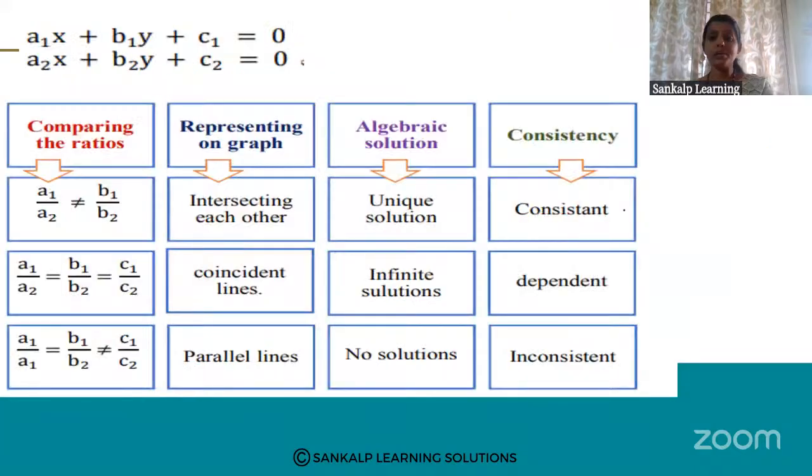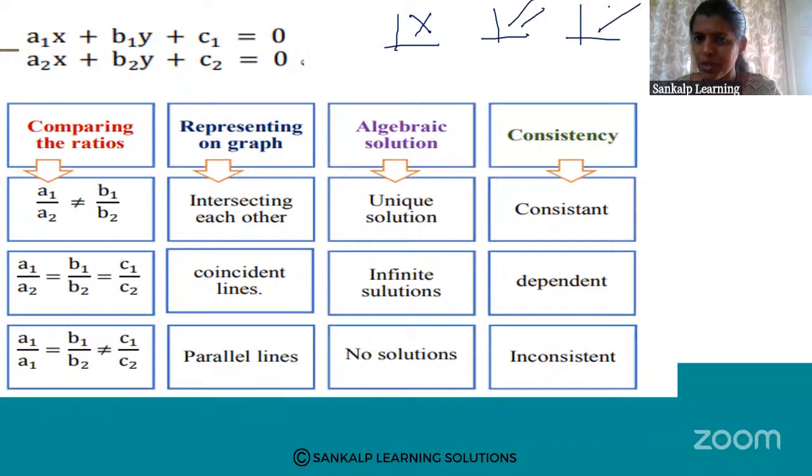Next, another important condition. This is also very, very important. See, a1x plus b1y plus c1 equal to 0, a2x plus b2y plus c2 equal to 0. Now if we plot the graph, there we are getting three conditions. The lines intersect, or they are parallel, or they are coincident.